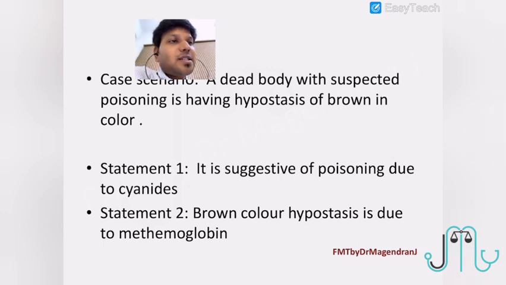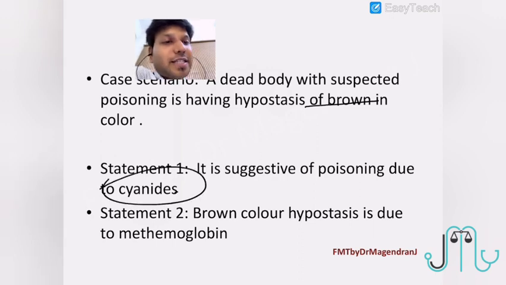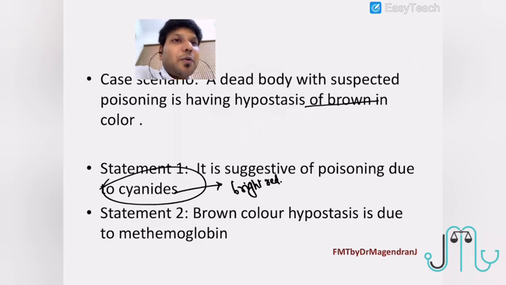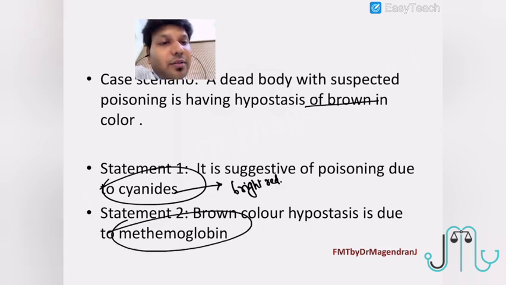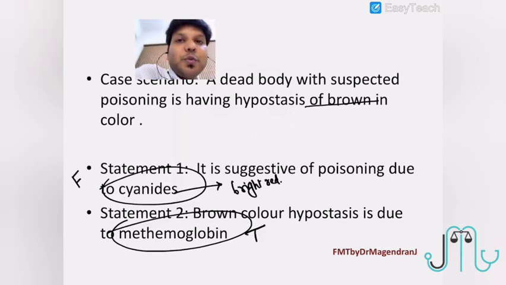A dead body is brought with suspected poisoning, having hypostasis brown in color. What about statements 1 and 2? Statement 1, it is suggestive of poison due to cyanide. That is basically wrong, because in cyanide we don't get brown color, we normally get brick red or bright red. Brown we normally get in potassium chlorate, nitrate, and brown color hypostasis is due to methemoglobin. That is true. Right? Statement 1 is false. Statement 2 will be true.